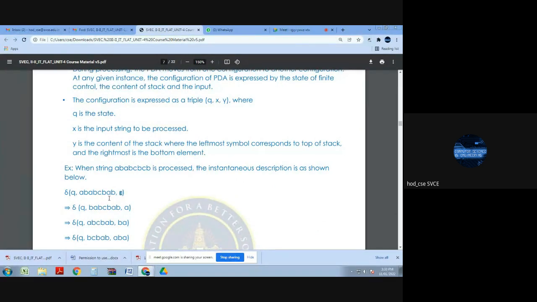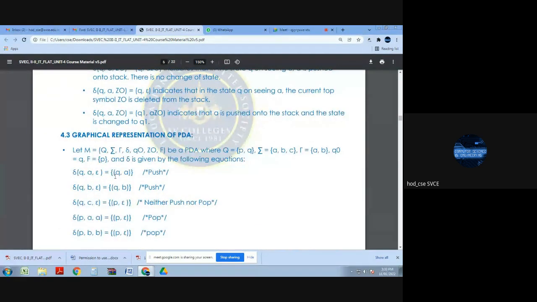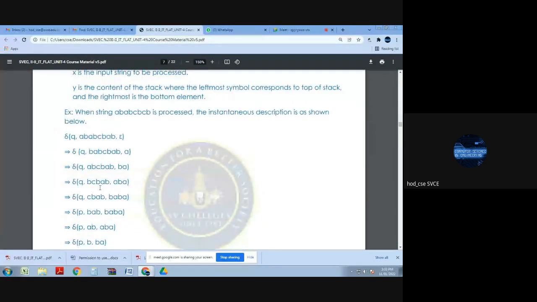Now Q comma epsilon, A comma epsilon. What are we performing here? We are performing a push operation. Whatever symbol is taken from the input, we push that onto the stack. So now we are pushing the input A onto the stack. Now Q comma, this A is pushed onto the stack, and A becomes the top of the stack. B, A, B, C, B, A, B will be the remaining input symbols.